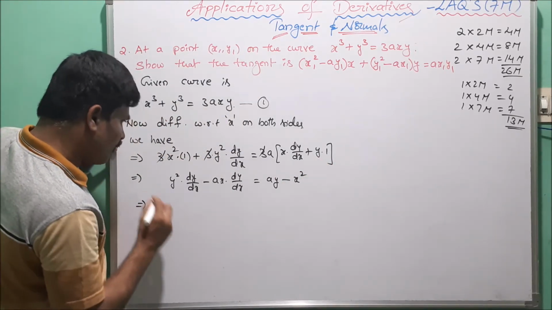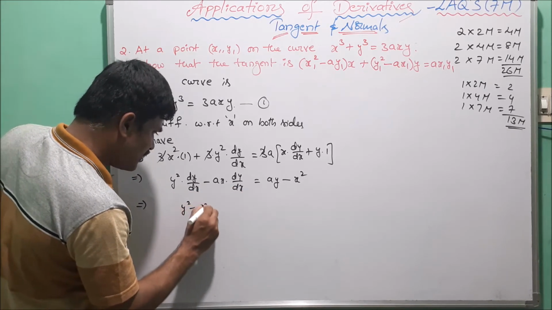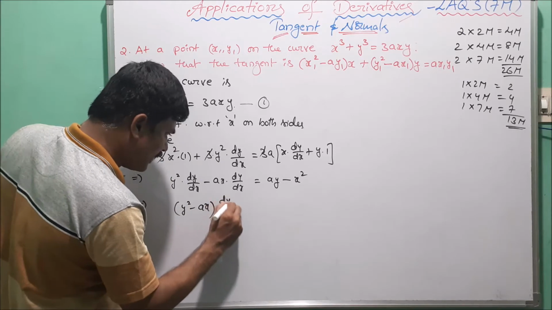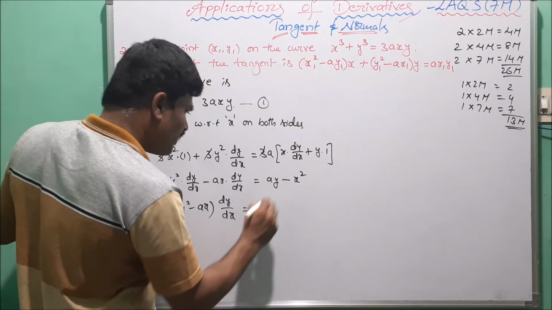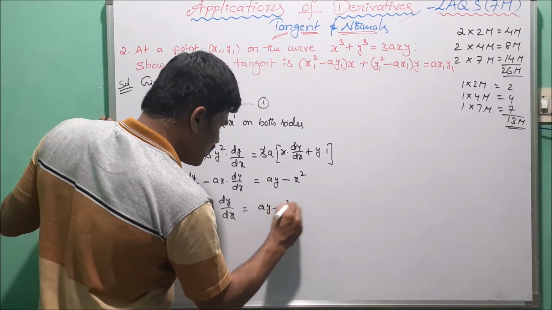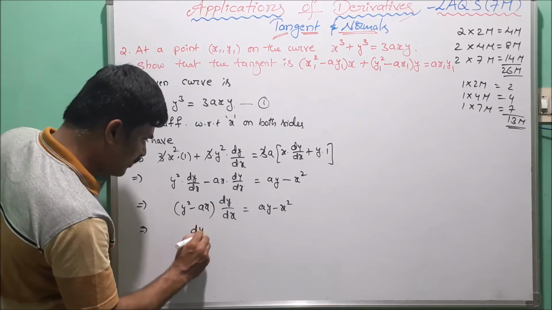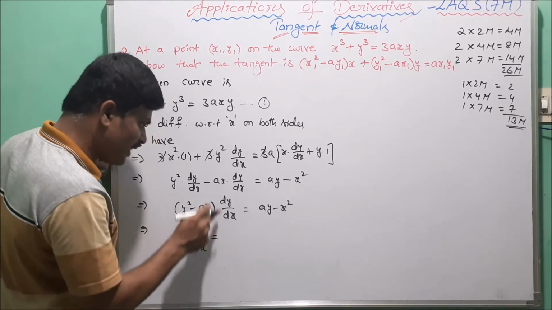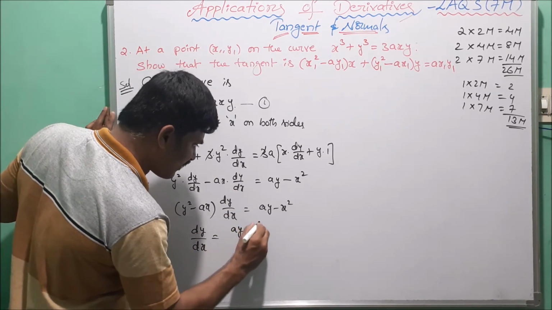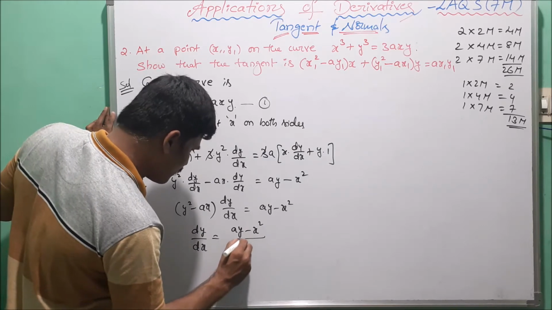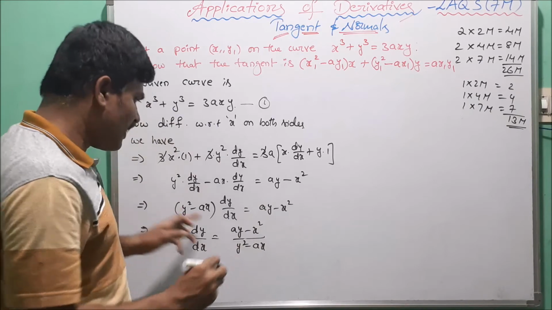Now here we take common dy by dx. Now y square minus ax into dy by dx. Y square minus ax into dy by dx equals to here ay minus x square. Now in that we have to observe dy by dx value equals to, here we take y square minus ax to right side, then we write ay minus x square by y square minus ax. Here this is y square minus ax.